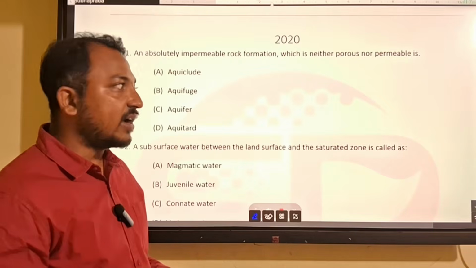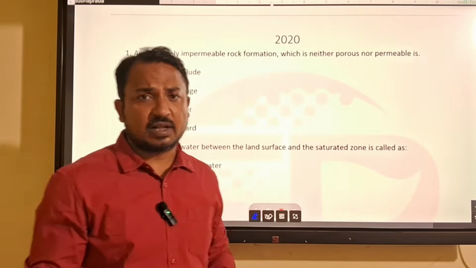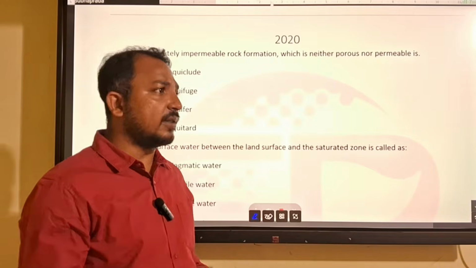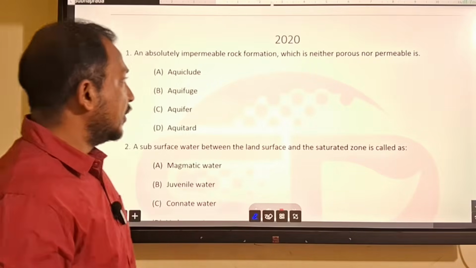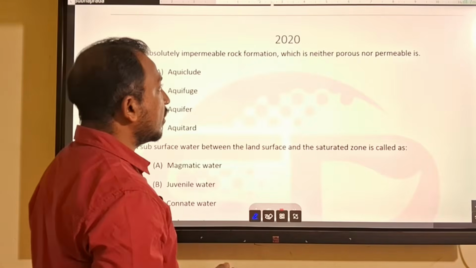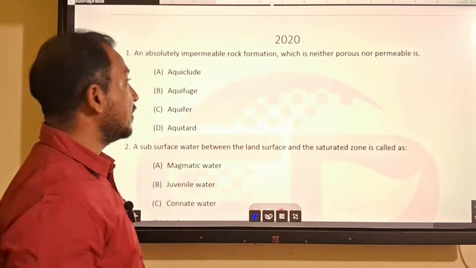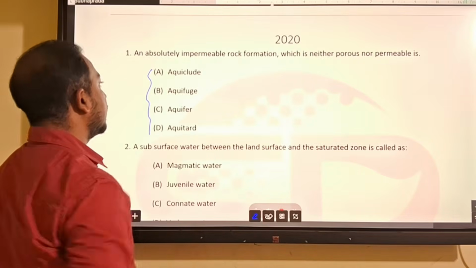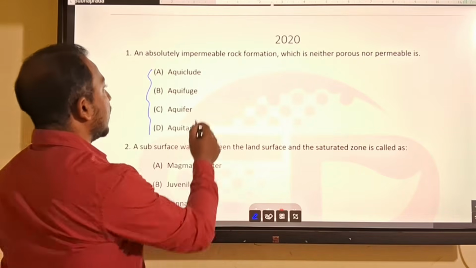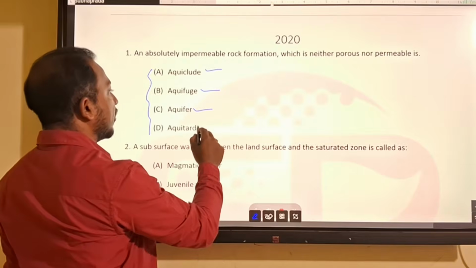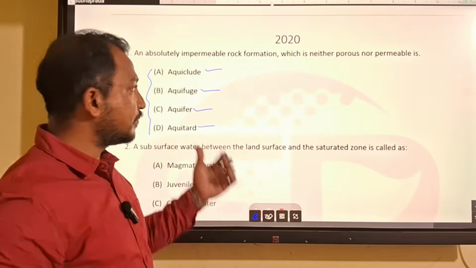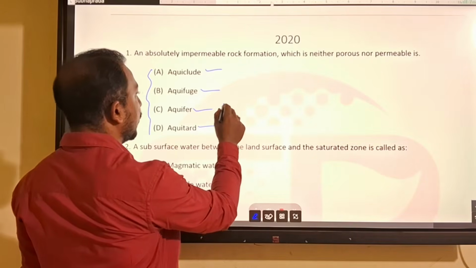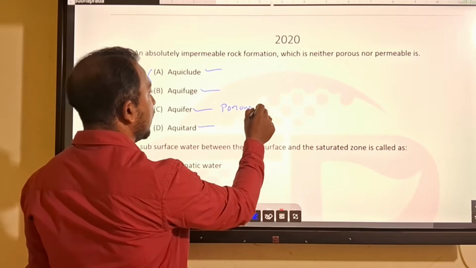There are different strata, sedimentary strata or igneous strata. They are defined on the basis of their hydrological property, that is porosity and permeability. According to porosity and permeability, we have four types of hydrological property of rock, called aquiclude, aquifuge, aquifer, and aquitard. It is very important. Always remember, an aquifer is porous and permeable.